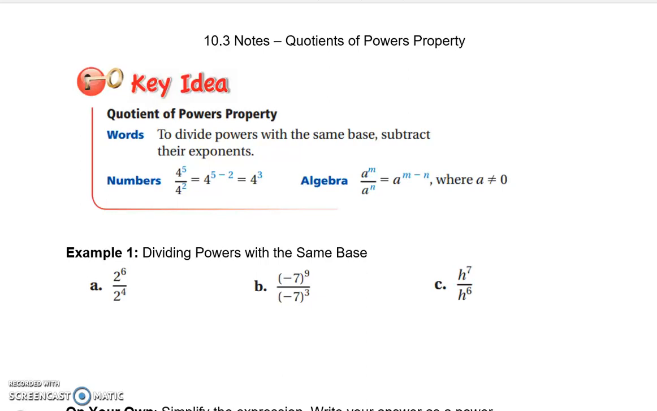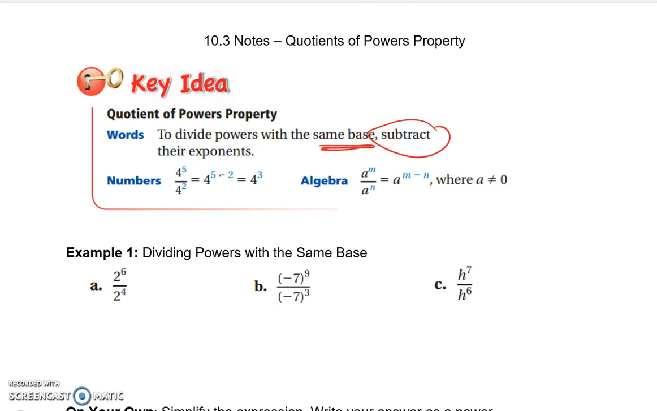10.3 is the quotient of powers property. Our key idea here is to divide powers with the same base. Remember, they have to have the same base. You're going to subtract their exponents. So here we have 4 to the 5th divided by 4 to the 2nd. My bases are the same, so I subtract, and I have 4 to the 3rd.